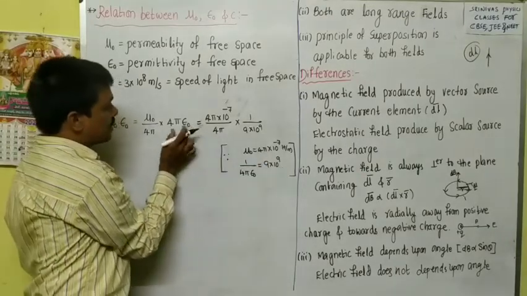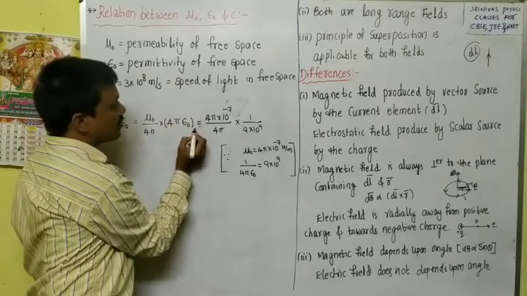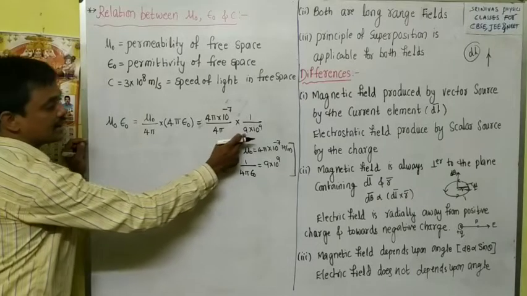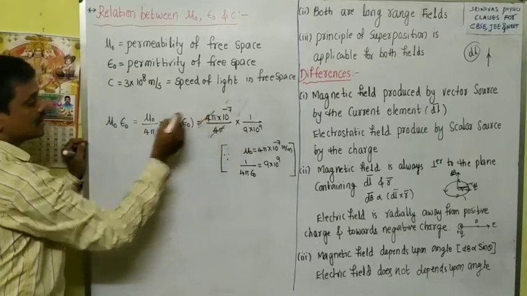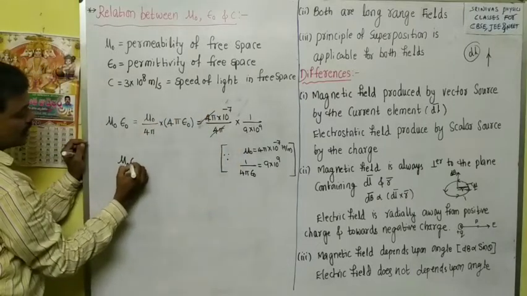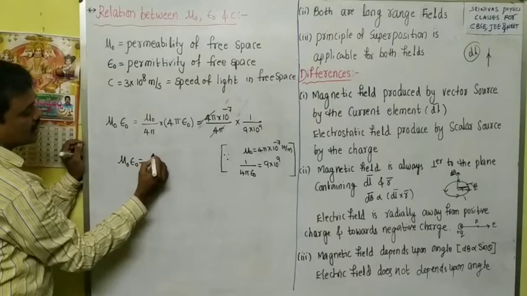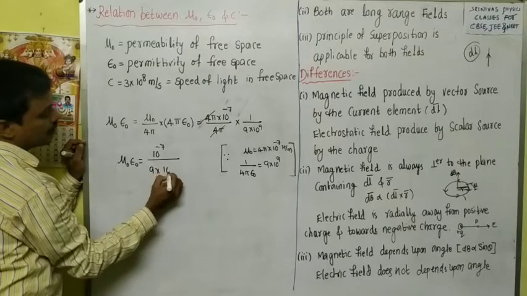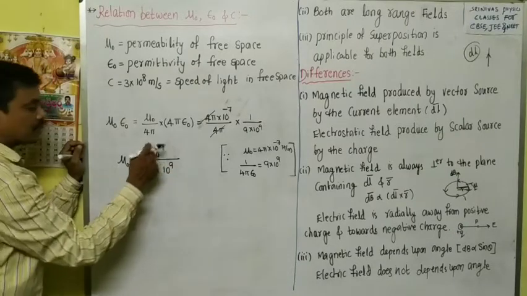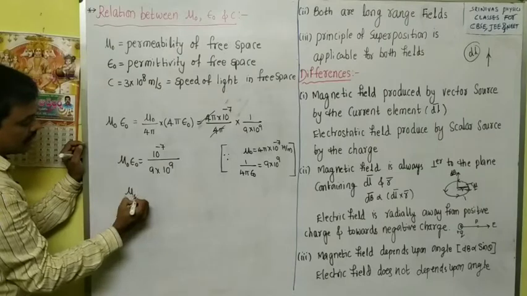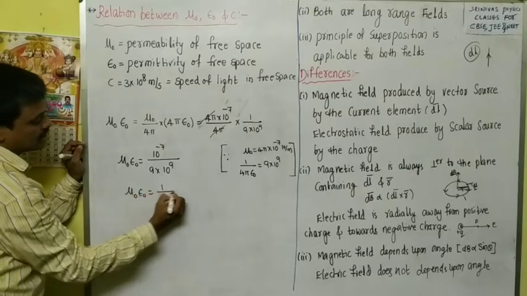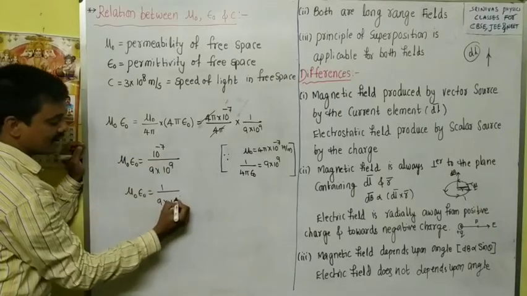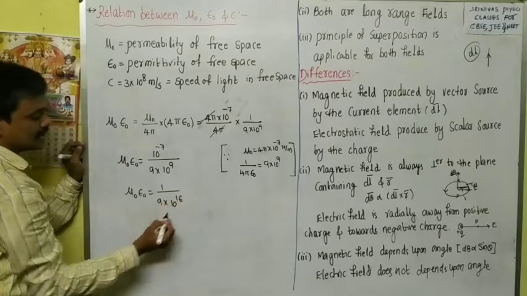4 pi epsilon naught value, what happens? You can write the reciprocal: 4 pi epsilon naught is equal to 1 by 9 into 10 power 9. We can simplify this, and finally we get mu naught epsilon naught as 10 power minus 7 by 9 into 10 to the power of 9. Taking 10 power minus 7 to the denominator, mu naught epsilon naught is equal to 1 by 9 into 10 to the power of 9 plus 7, we will get 16, right?